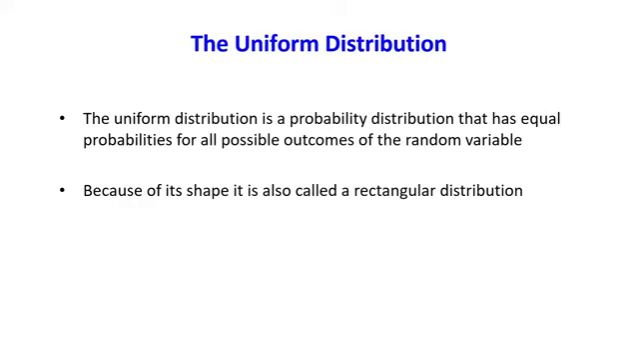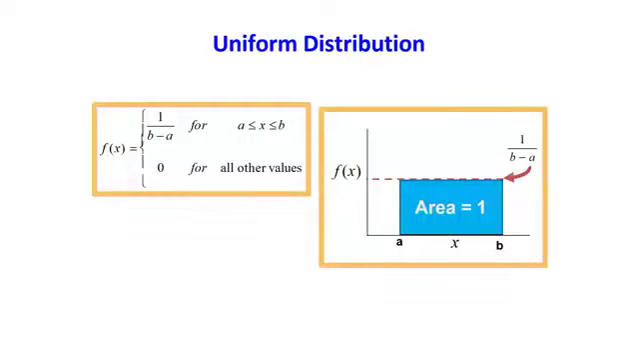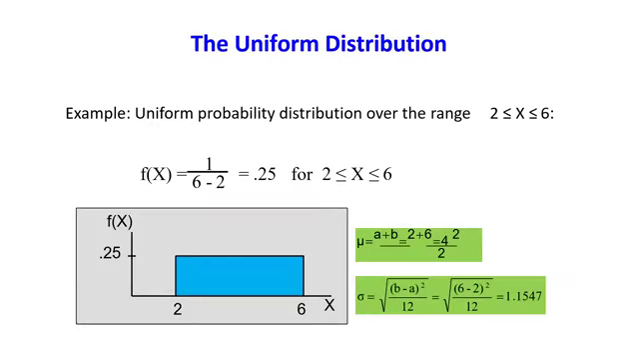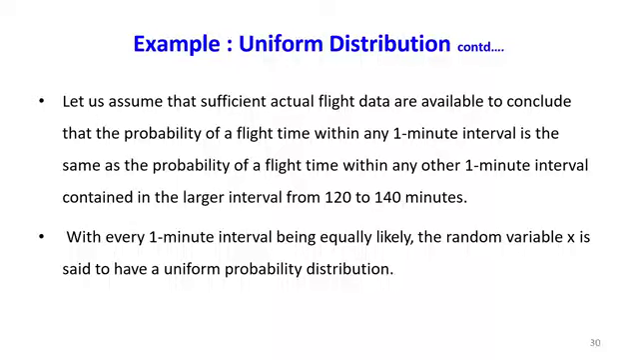So uniform distribution says that the probability of every value between the range will have an equal chance or equal probability, and that probability is nothing but 1 over the range, the maximum minus the minimum value. Okay, so here we have taken this example, the flight time.